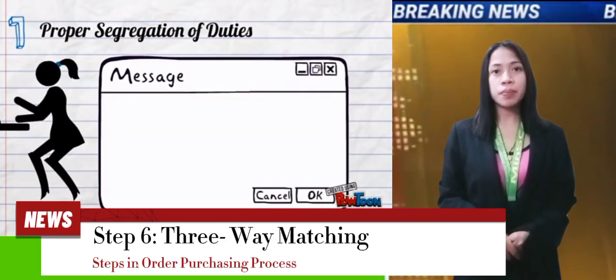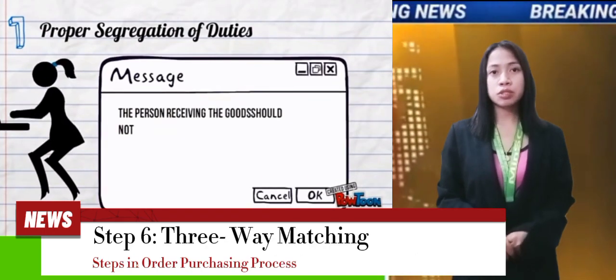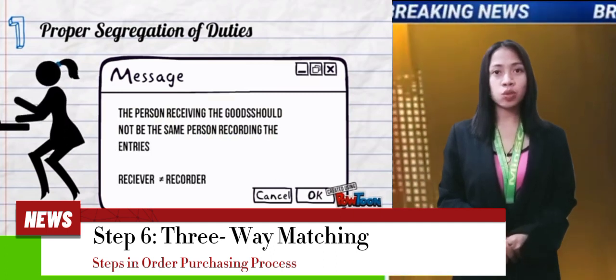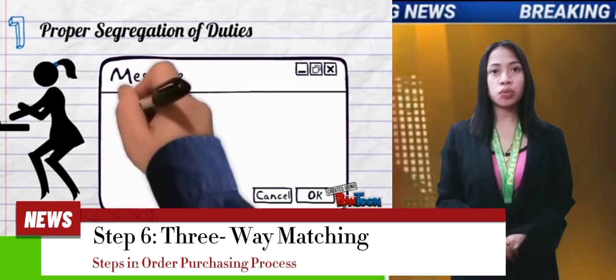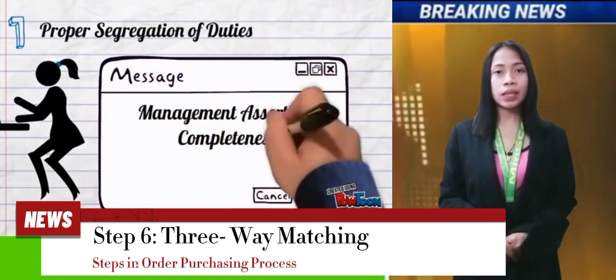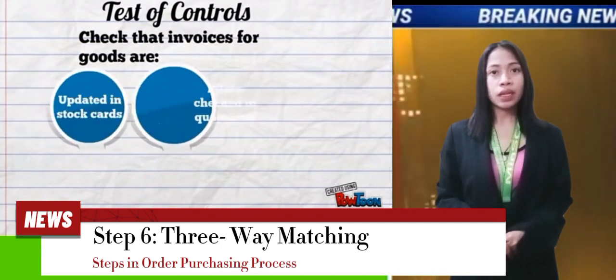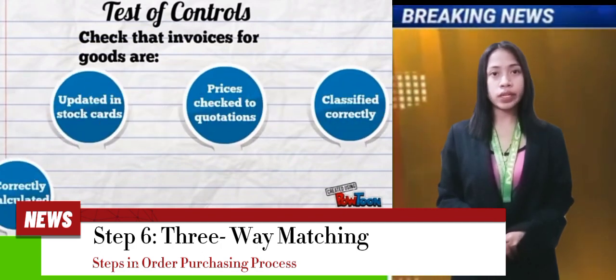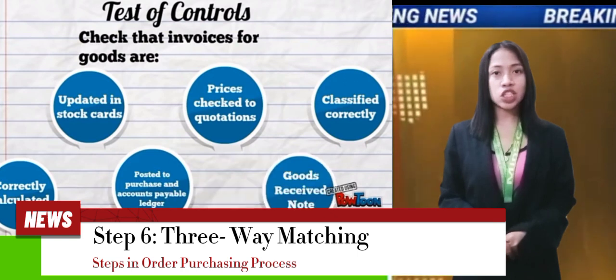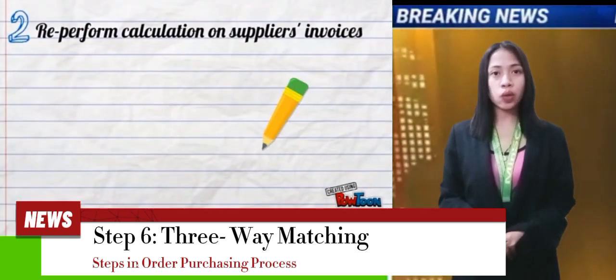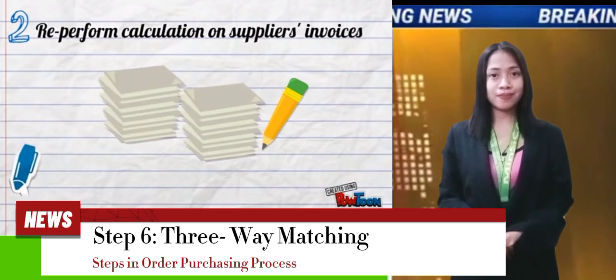Step 6. Three-way matching. If the delivered items fulfill the requirements, a customer issues a goods receipt note, GRN, or another document that confirms delivery, and performs a three-way matching. It compares the goods receipt, the PO, and the received invoice. A three-way match is an essential step that helps avoid discrepancies between what the company ordered, received, and paid for.